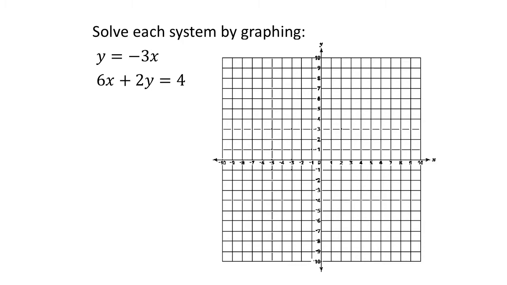All right, here's our next system. Y equals negative 3x and 6x plus 2y equals 4. And what do we notice about this first equation? I'll graph it in red. Y equals negative 3x. That's in slope intercept form already. You just don't see the phantom plus 0 right there. That's not a problem, hopefully, because we've seen that before.